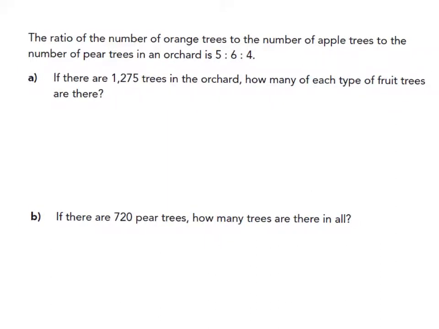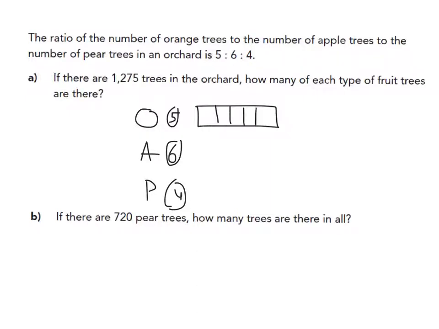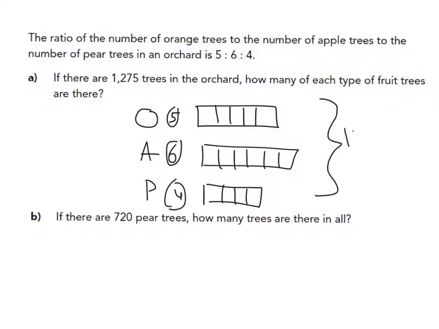So the way I would show this is orange represented by 5 and apples represented by 6 and pears represented by 4. So I would show this as 1, 2, 3, 4, 5 to 6 to 4. And then I'm going to use that information to answer the next problem. So if there are a total of 1,275 trees, how many of each type are there?